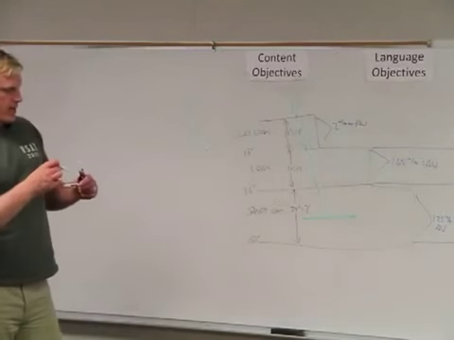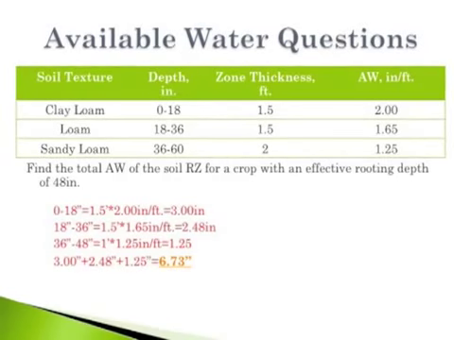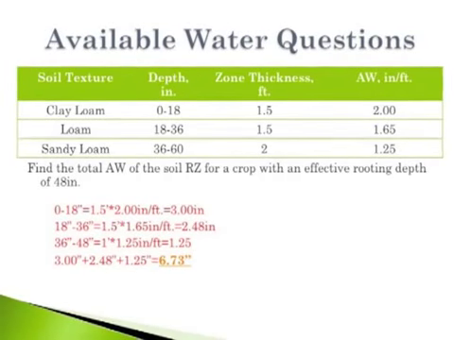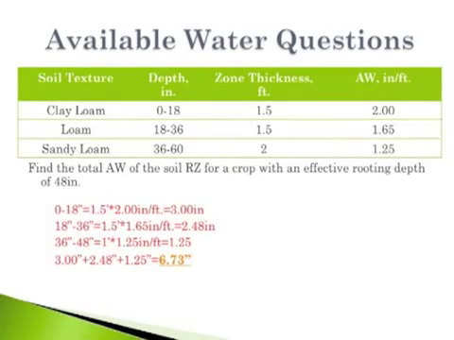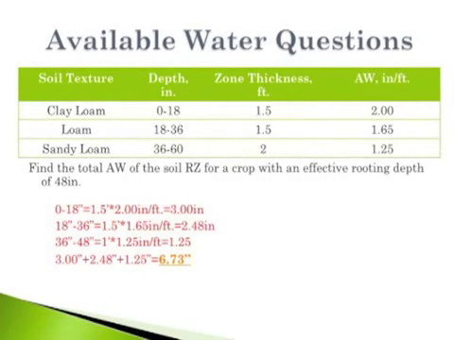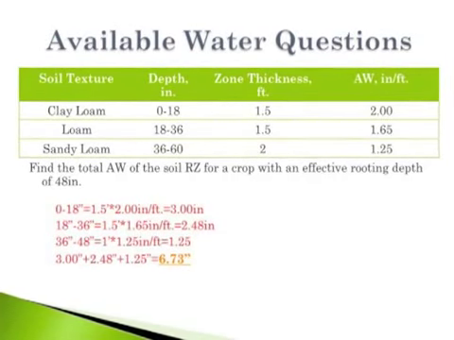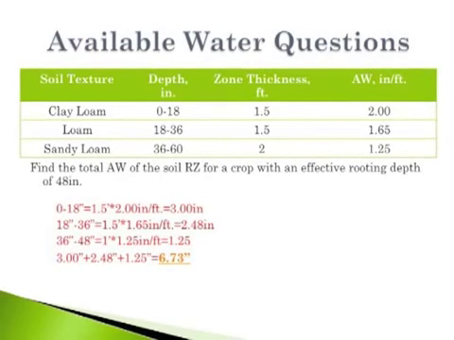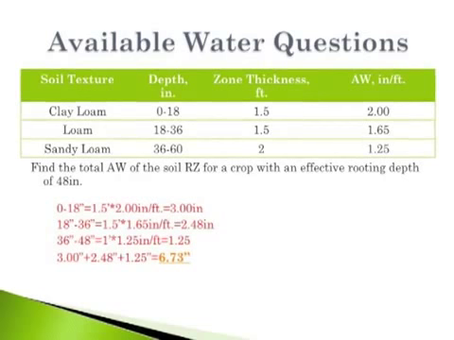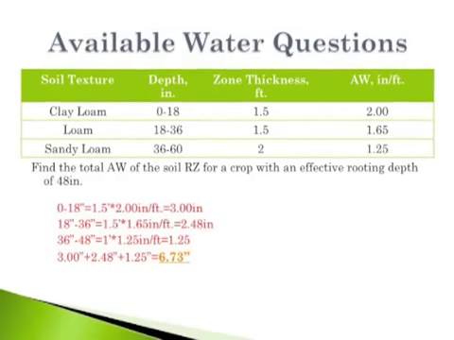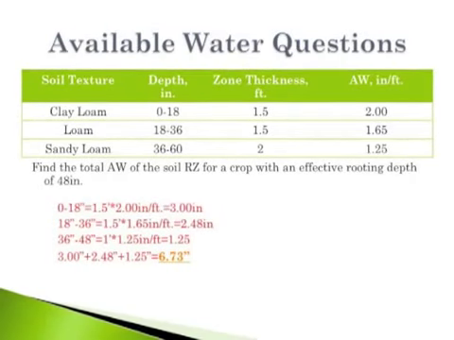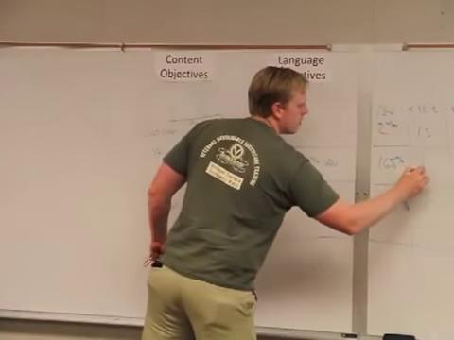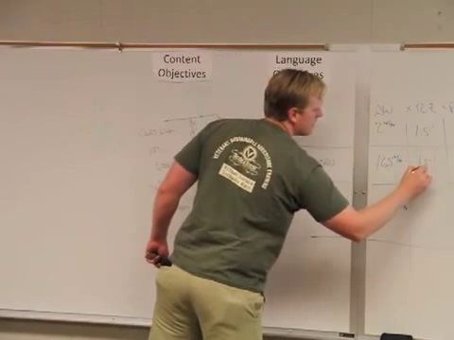Now this actually gets pretty easy because we can just use our zone thicknesses for the first two layers of soil that are given here. Not a whole lot of math needed. And again, I have them on my board here. The zone thickness for the first layer of soil is 18 inches or 1.5 feet, right? So I'm just going to plug in 1.5 here. The same is true with the loam soil, right? It's 18 inches thick, or it's 1.5 feet.